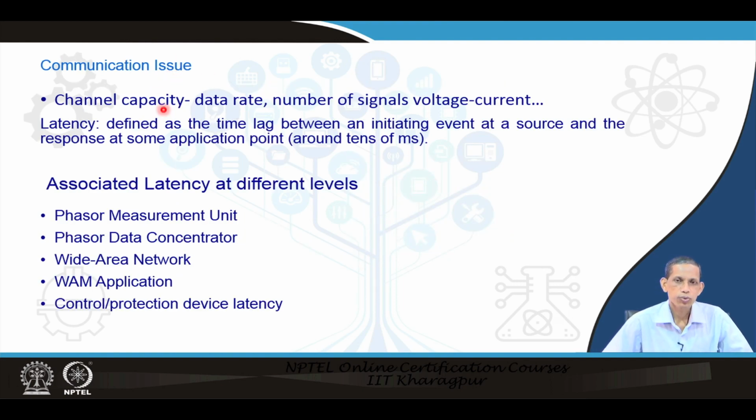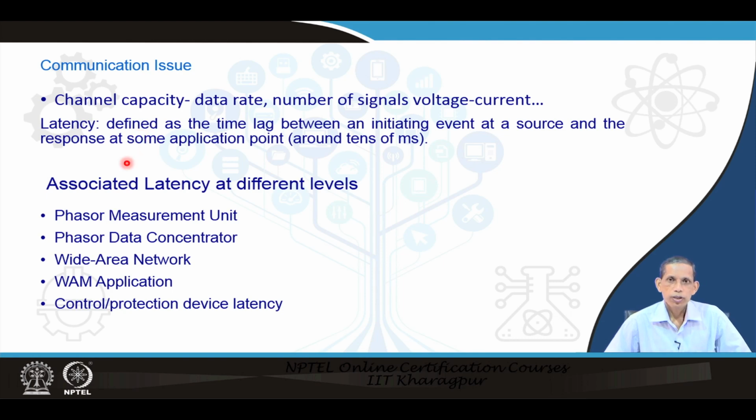The communication issue is the most challenging thing here. It requires dedicated communication systems from the PMU and the wide area measurement system perspective. The channel capacity of the communication system depends upon, as you know, the data rate, the number of signals, voltages, currents, what are to be passed on that communication link, from how many PMUs or PDCs. So, that will decide the channel capacity.